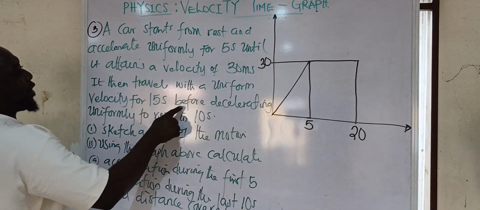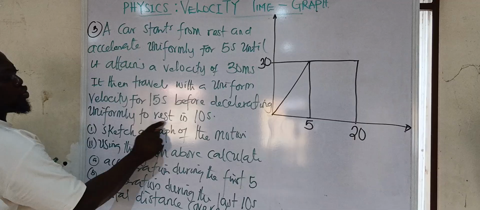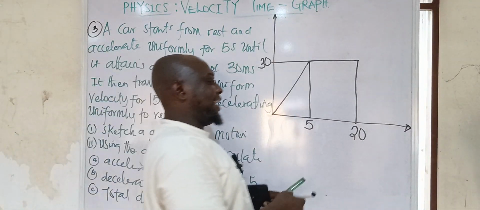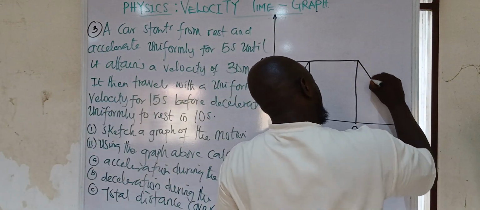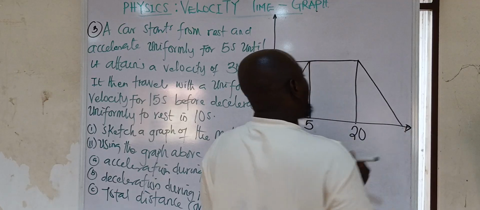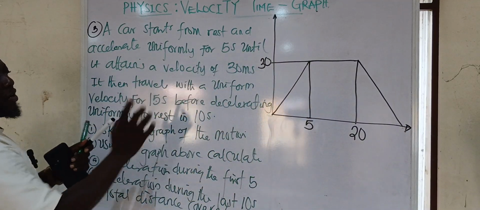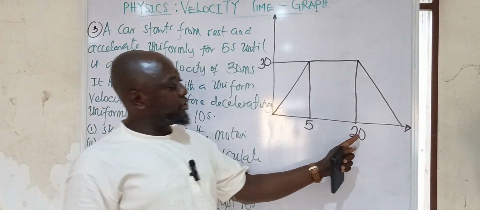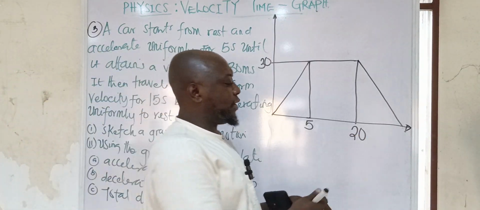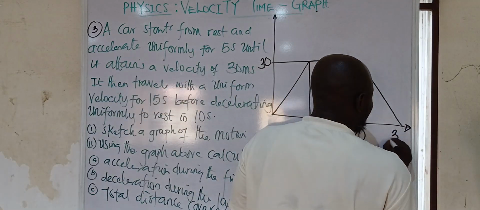Then it now said, before decelerating to rest in 10 seconds. So this is brought down to this. Now, in this case, they did not tell us that the total time of deceleration is 10. They just said in 10 seconds, meaning that you are going to add this 10 to this 20. So if you add 10 to 20, what am I going to have? I'm going to have 30.